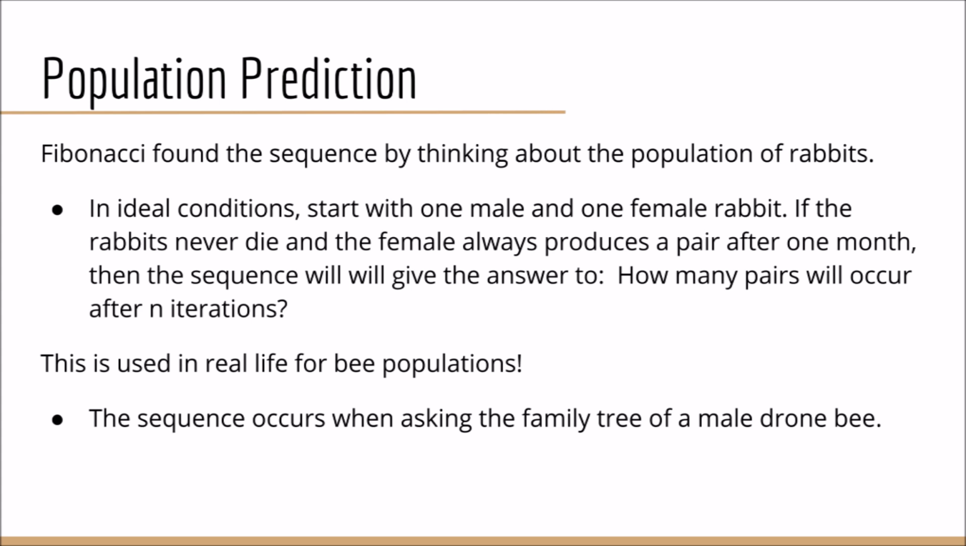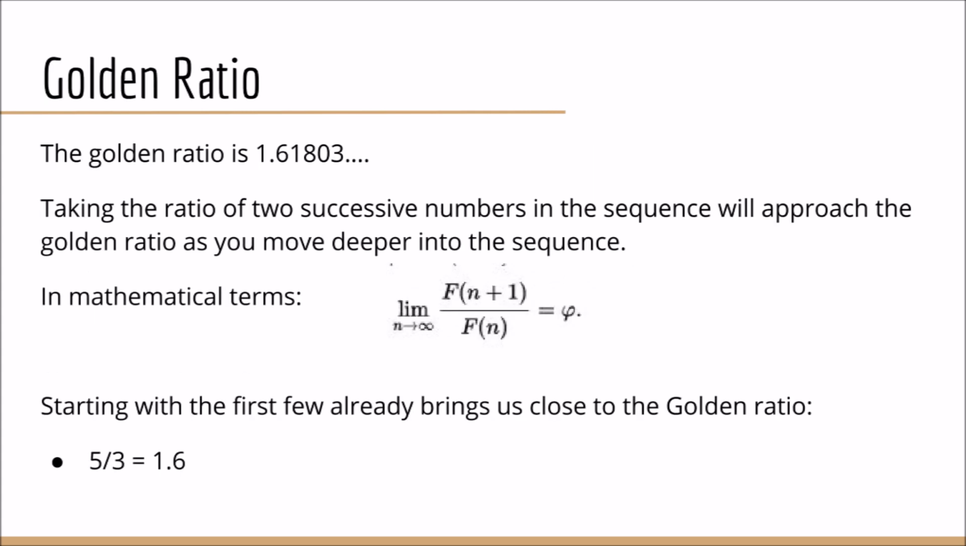Now, this is also related to real life if you wanted to draw the family tree of a male drone bee, since they only have 1 parent. These aren't the only problems out there where the Fibonacci sequence appears as the answer, and there are many more than simply 2 examples. Actually, the sequence appears quite often in nature, which I will go over for the rest of the presentation by introducing the golden ratio.